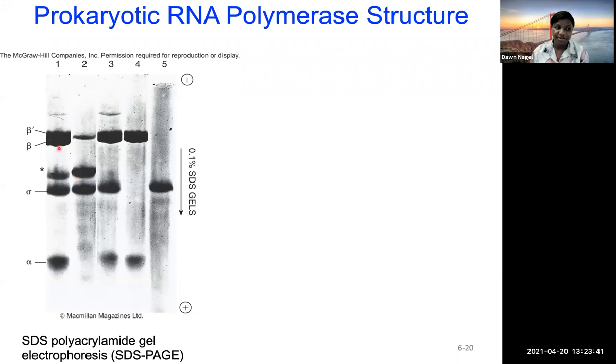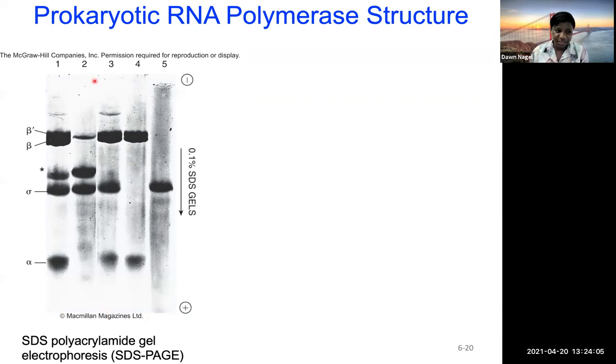And they found that this RNA polymerase actually has multiple subunits, right? So it has two beta subunits, one is beta prime and beta. It also has a sigma subunit. This is a non-specific band, that's why there's an asterisk here. It also has an alpha subunit, and it also has an omega subunit, which is relatively small, which you can't really see on this gel, but it exists.